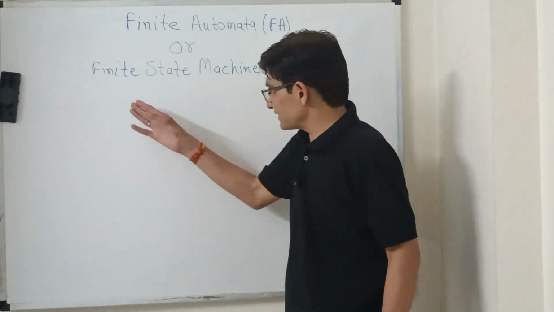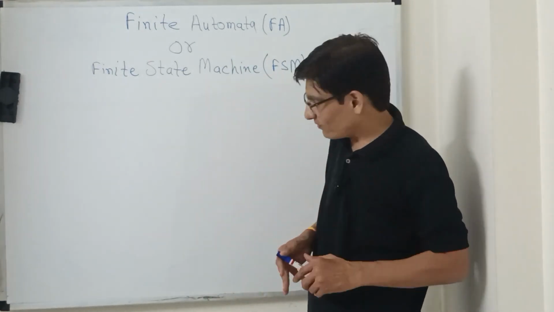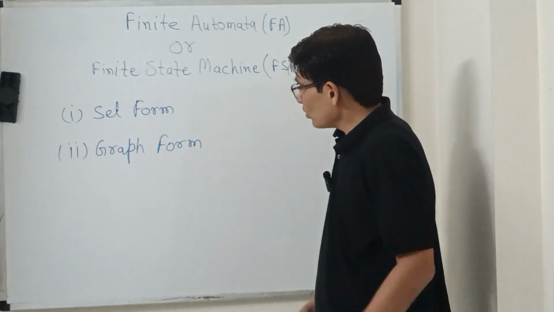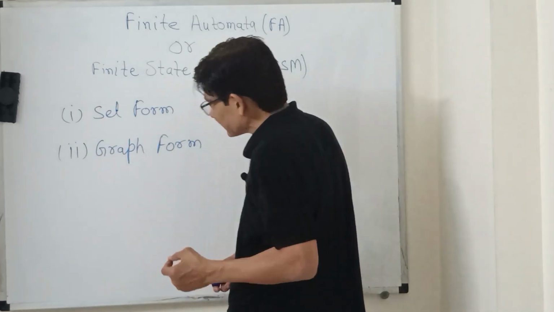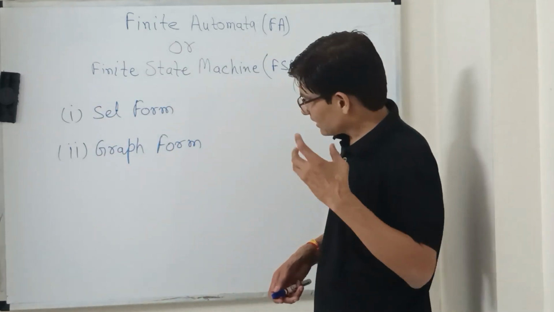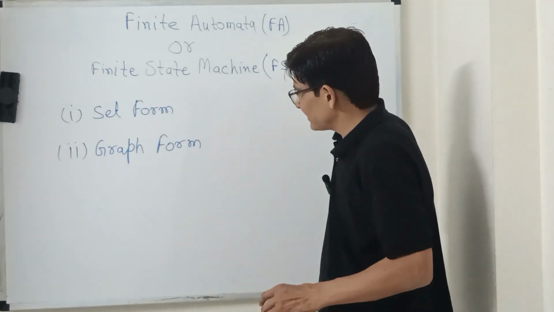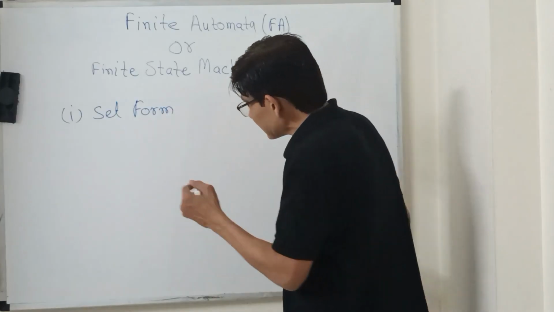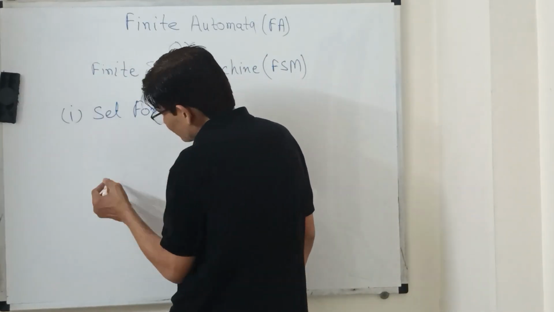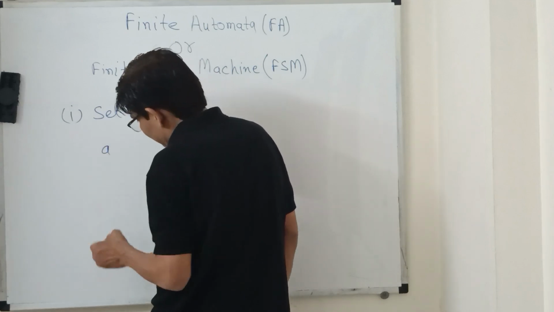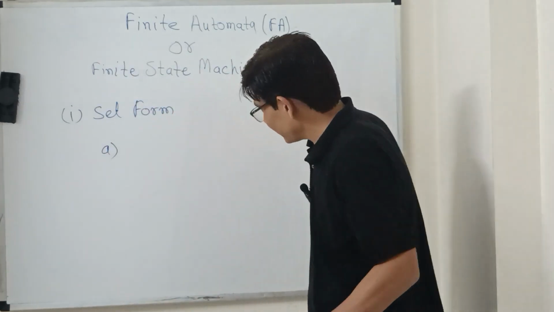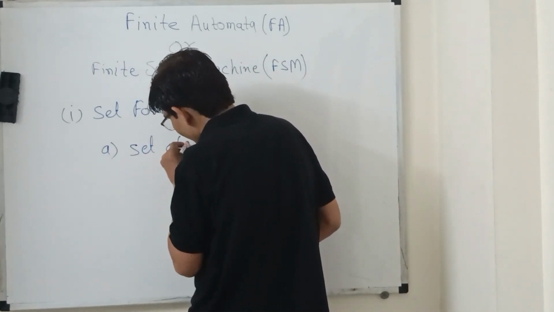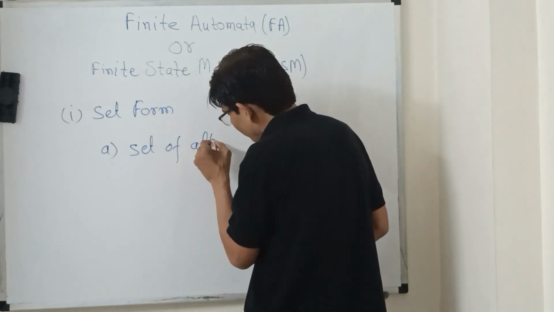So a finite state machine can be represented in two different ways. One is set form and the other is graph form. First we will discuss set form, and then we will discuss graph form. In set form, different types of sets are created for representing a particular finite state machine, like the set of all possible states of the machine.